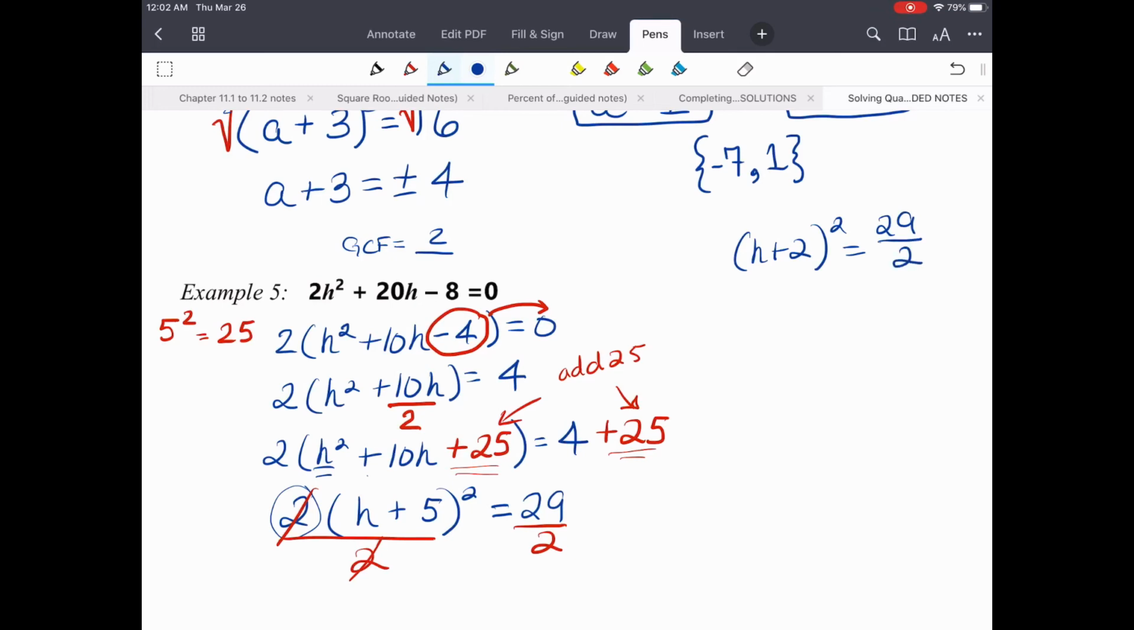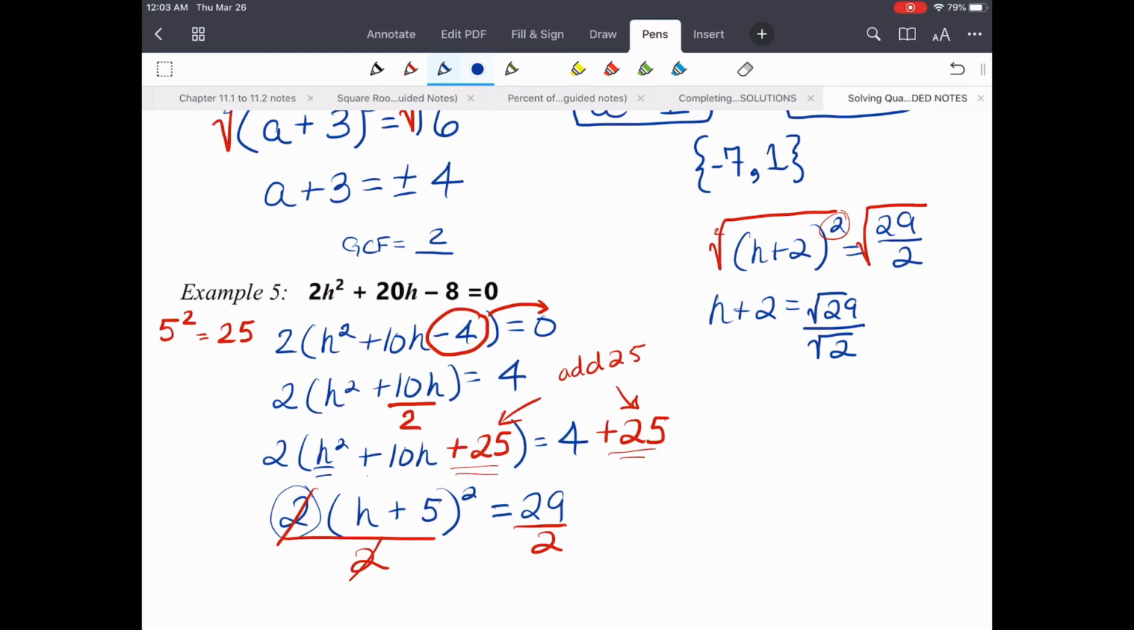Okay, I would avoid writing 14.5. We don't want to do 14.5. So just write it in ratio form. And then we can apply the square root principle, which means we're going to find the square root of both sides. Like we've always said, taking the square root of a square undoes the square. So that just becomes h plus 2. Now the tricky part on this one is that we have 29 halves. I'm going to write it like this: root 29 over root 2.